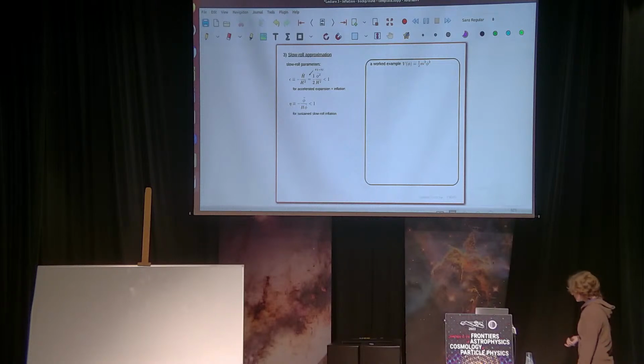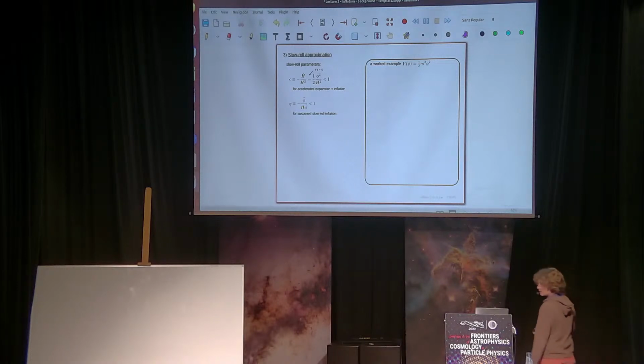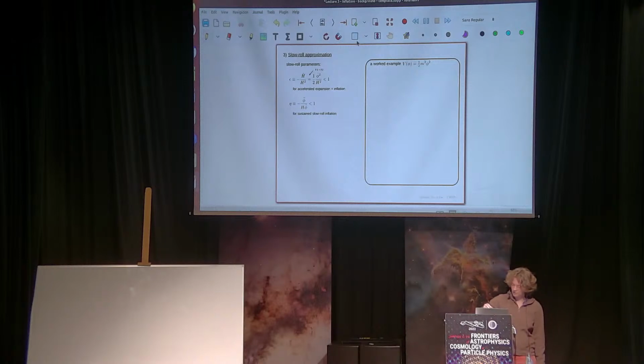Now, in practice, in order to compute these slow roll parameters, you would need to already have solved the equation of motion. You would need to already know what H dot is, what phi dot is, what phi double dot is. For this reason, it's more convenient to work with what is referred to as the potential slow roll parameters.